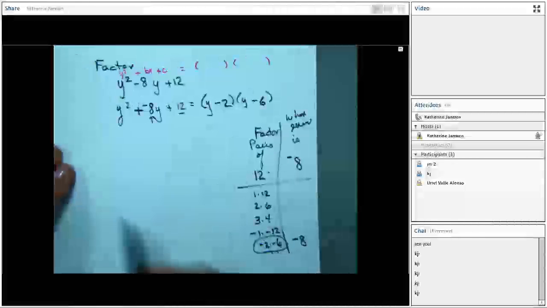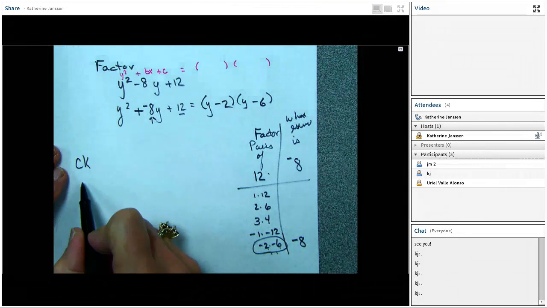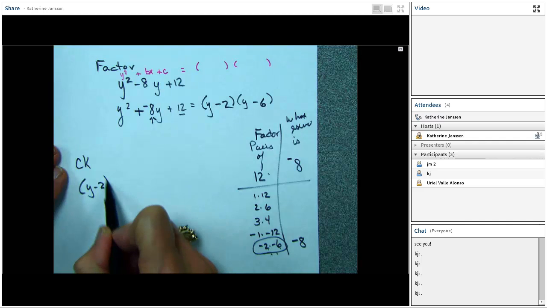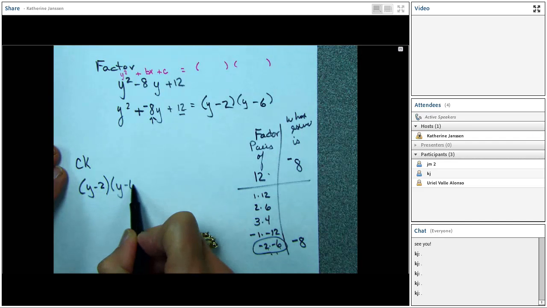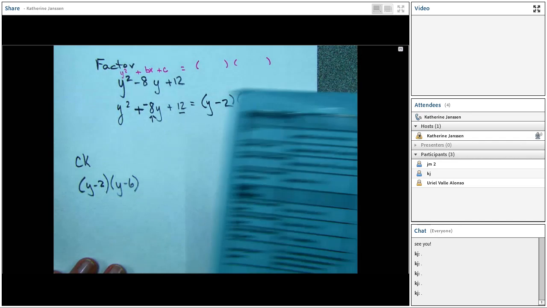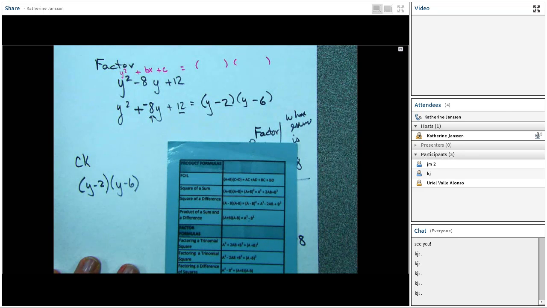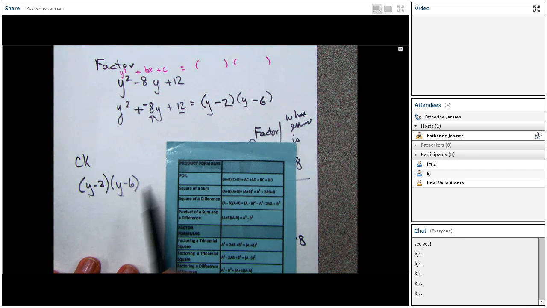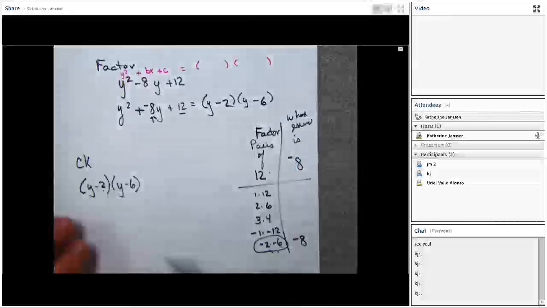So let's check our answer. We have y minus 2, the quantity, times y minus 6. That's a binomial times a binomial. Let's check our blue cards. Are the first two terms the same? Yes, but the last two terms are different. So I will just have to use FOIL.